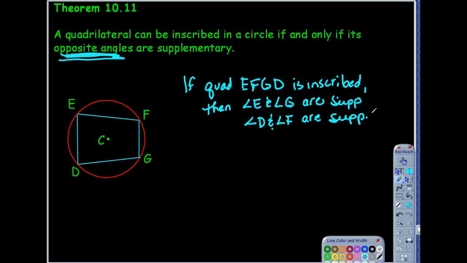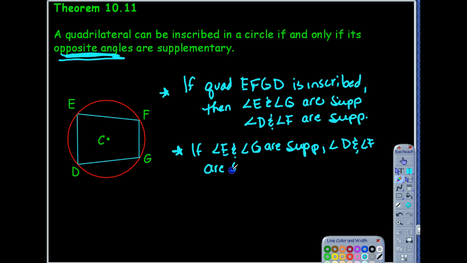All right. If you go backwards, it would be saying you'd start with the supplementary angles, then you can conclude the inscribed. So basically, if I give you these angles are supplementary, I'm going to write these quickly, and then we can say it's inscribed.